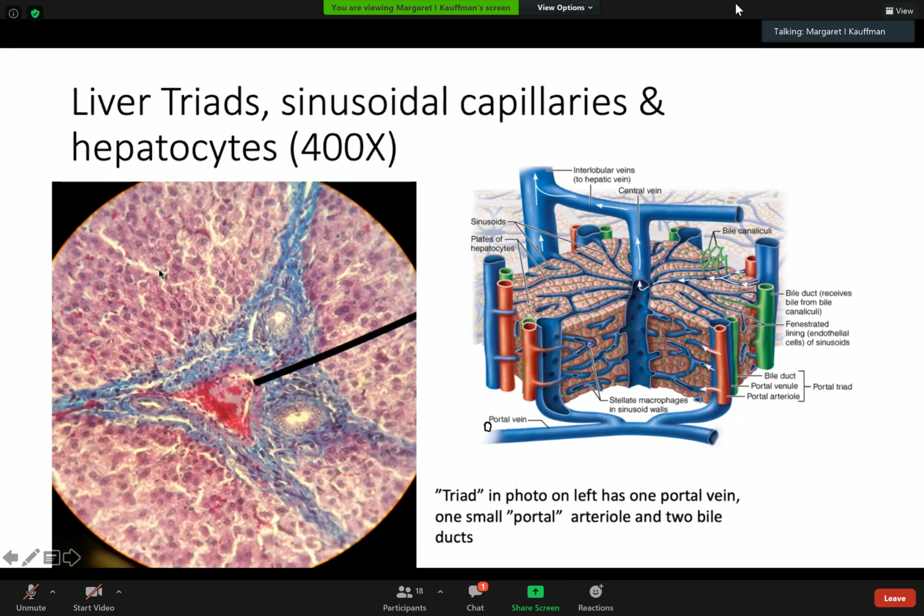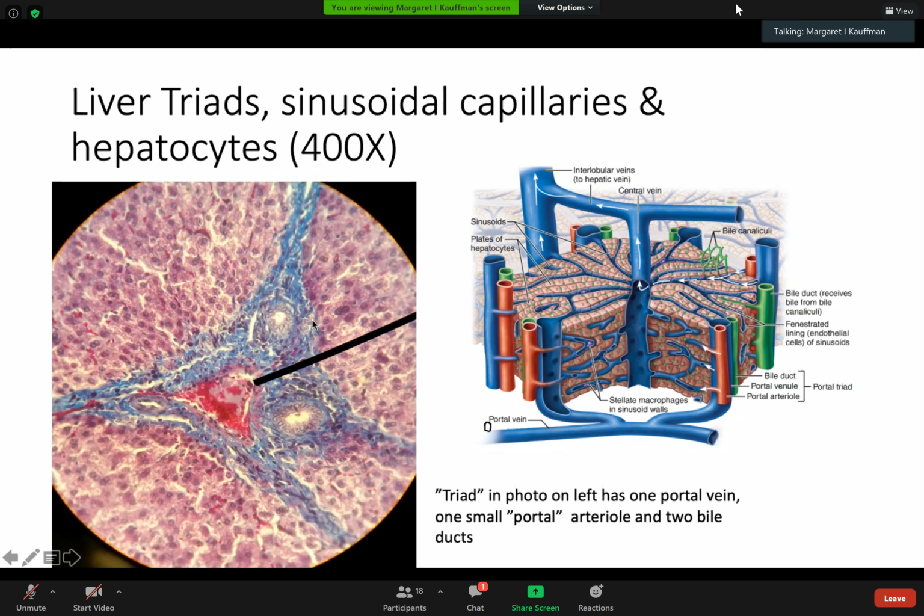These are, again, hepatocytes, and these are probably the sinusoidal capillaries because I don't see cuboidal cells, but the cuboidal cells in the ducts are pretty flat, so I wouldn't want to guarantee anything on that. So that's what you are labeling on this.